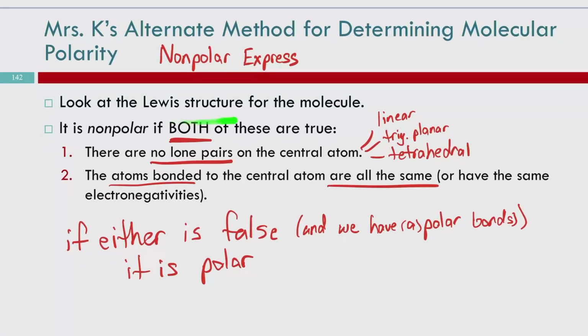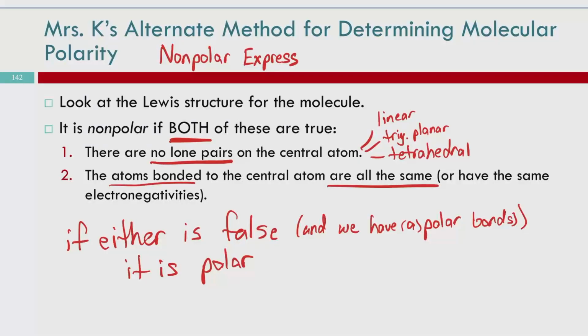So if we look at the Lewis structure for a molecule, just generally, at least in this class, the molecule will be nonpolar if both of these statements are true. Our first point, there's no lone pairs on the central atom. That means we're going to have a molecular geometry of linear, trigonal planar, or tetrahedral. So no lone pairs on the central atom, and all the atoms bonded have to have the same electronegativity. If both of these conditions are true, then it will be nonpolar.